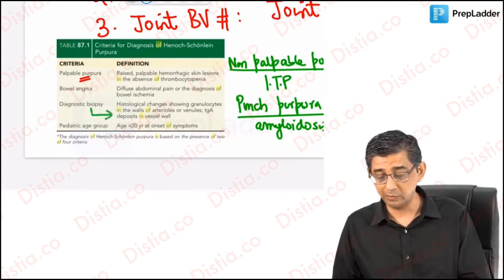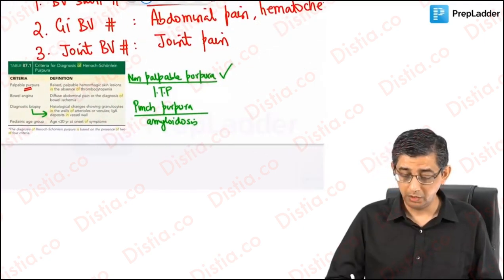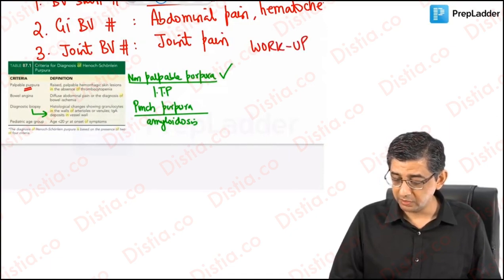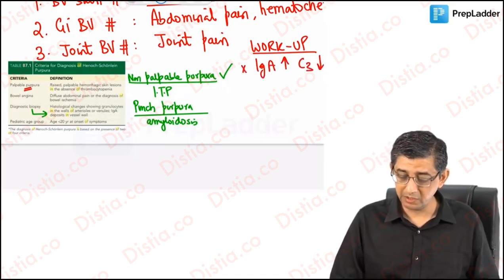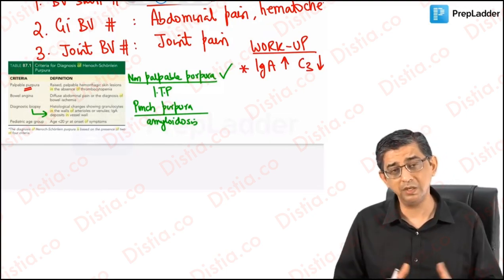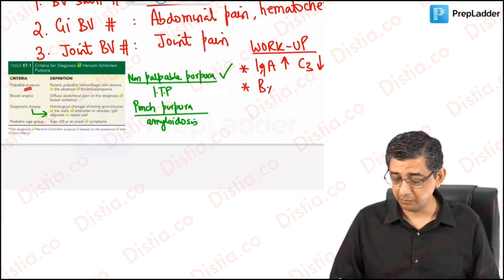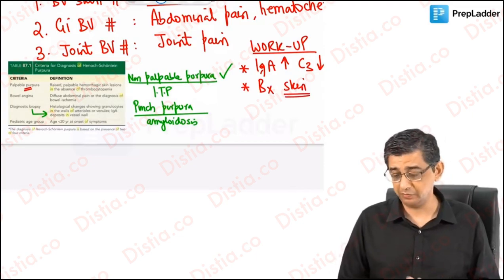Well, where will you do a biopsy? Not in the bowel, not in the joint. You can do a skin biopsy. If I plan to do a workup of this particular kid, I cannot say that elevated IgA and low C3 levels are diagnostic of this condition, because elevated IgA and low C3 can be seen in so many other conditions. The best way to go in for diagnosis of this condition is to perform a biopsy of the skin, and that will show this classical manifestation.